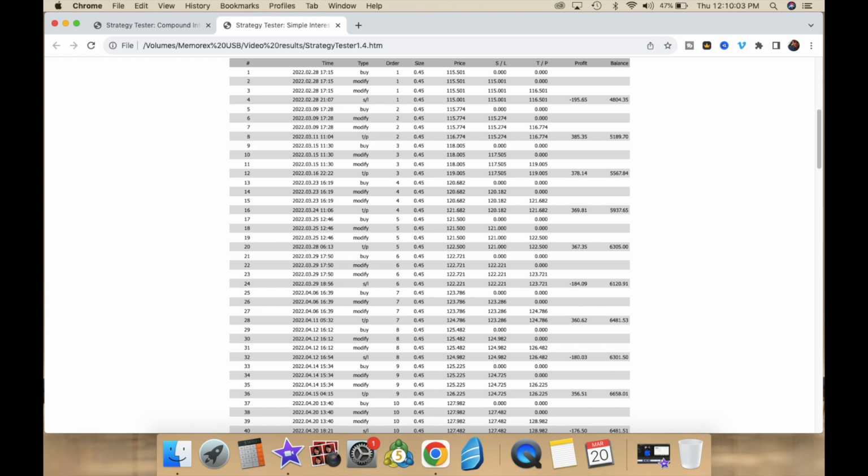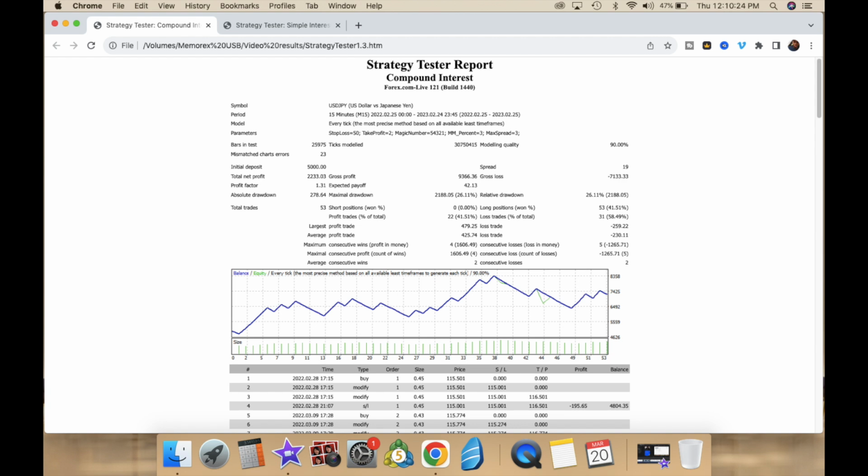And then as you can see, the lot size that it started with and it continued to trade with was 0.45. With the compound interest expert advisor, I used the same pair, same time frame, same stop loss and take profit levels, and it made a profit of $2,233.03. That ended up to be a 44.7% profit.